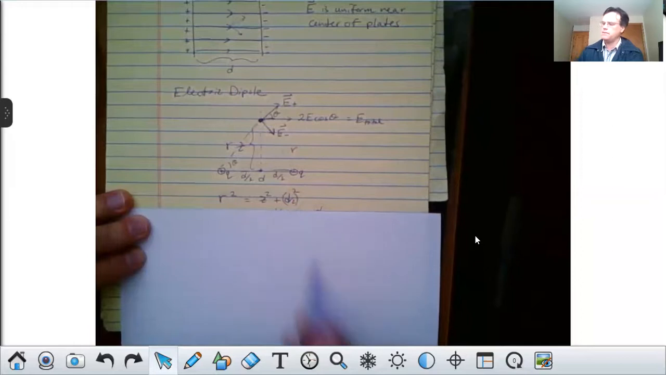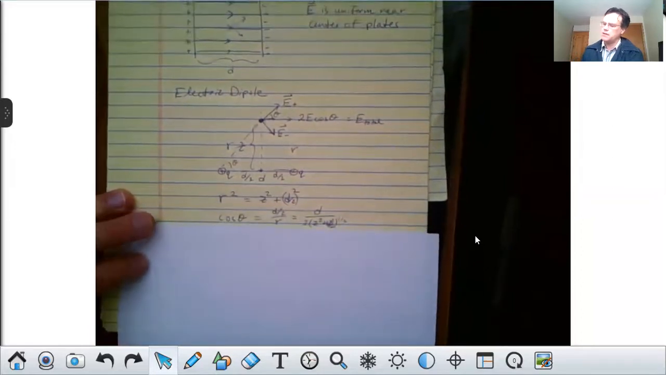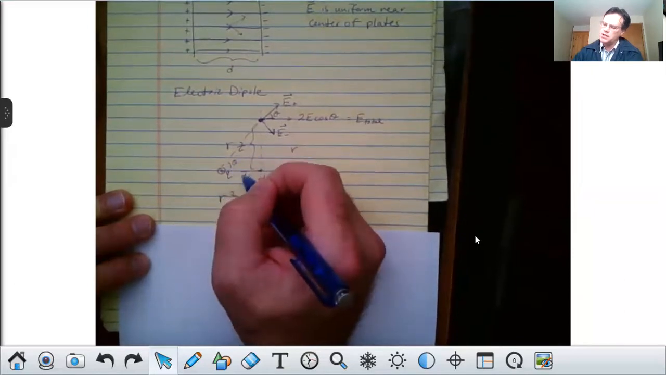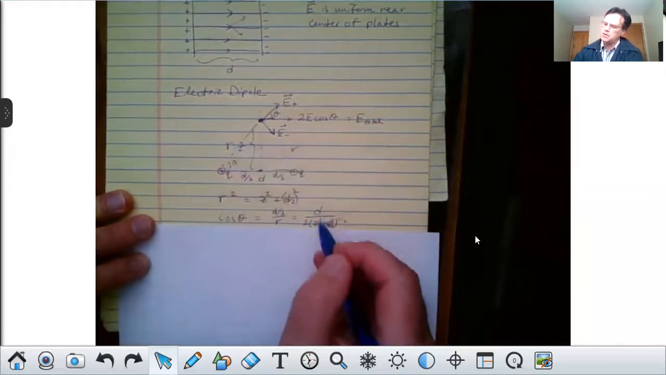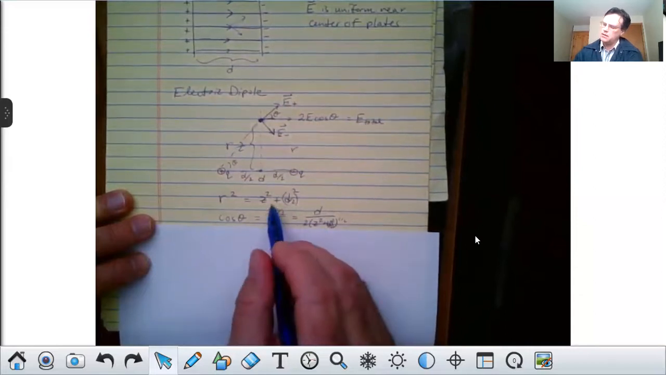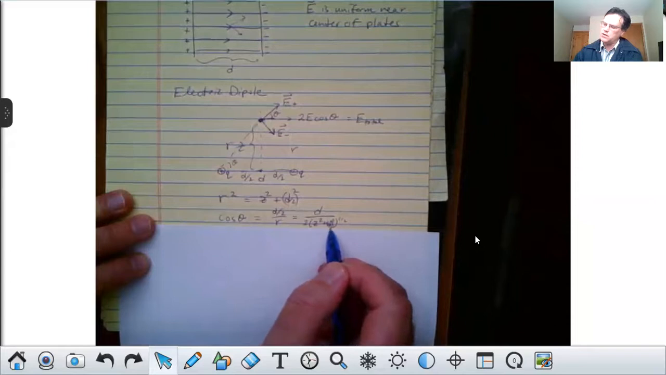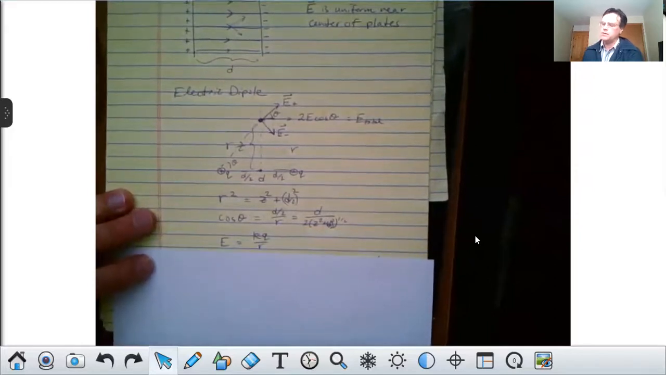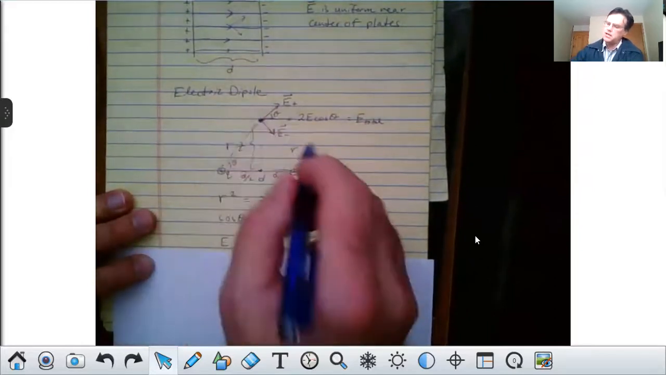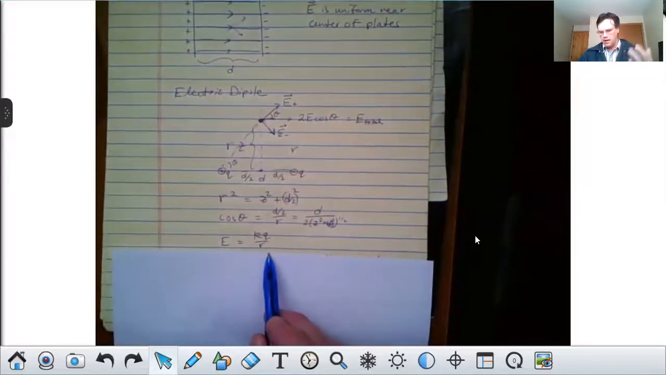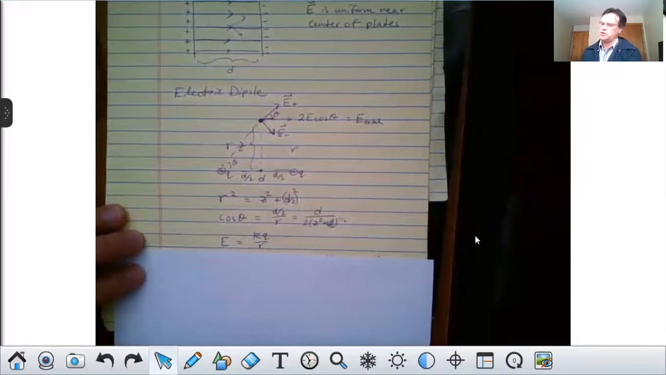Just Pythagoras' theorem. What about the cosine of theta? Well, this angle theta is equal to this, so cosine is adjacent over hypotenuse: d over 2r, or d over 2 divided by r. And I can write that r is the square root of z squared plus d over 2 squared, where the 1/2 power represents the square root. Now my electric field from a point charge, E, right here, is kq over r squared. That's what we just found for a point source charge.